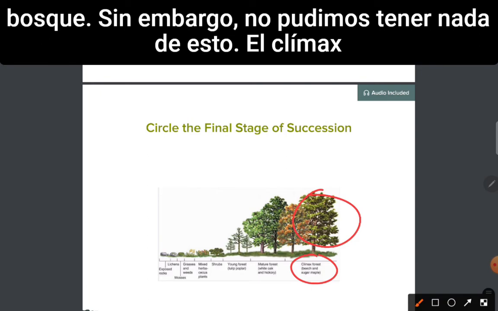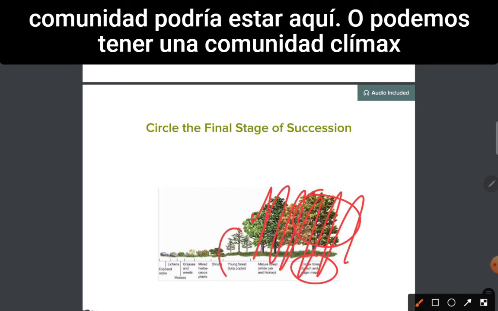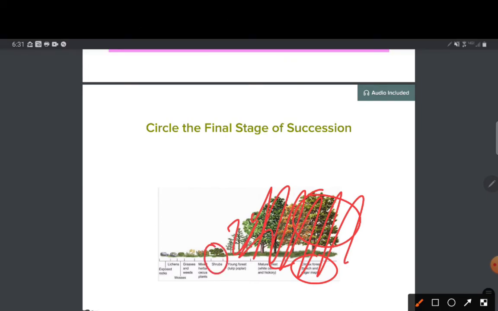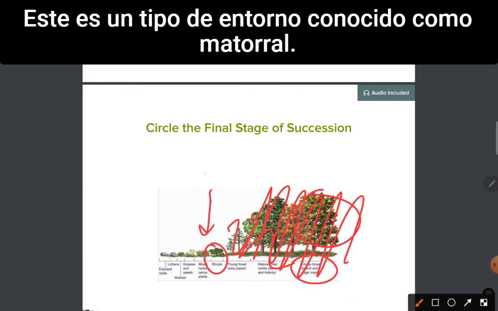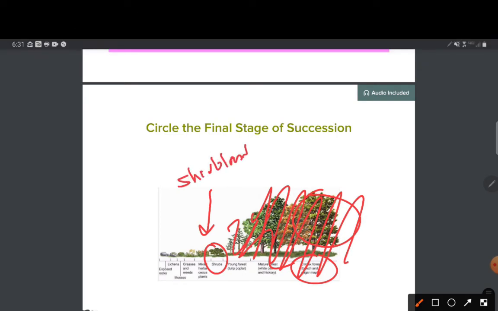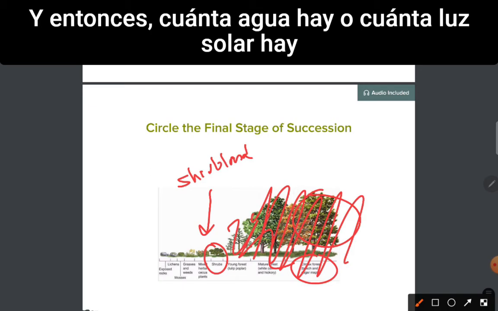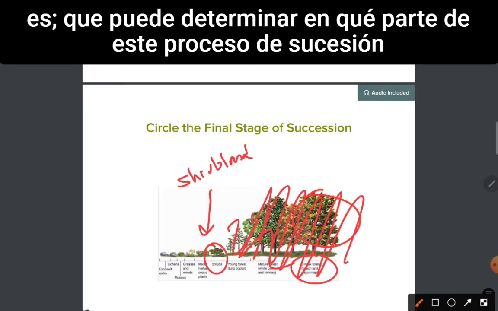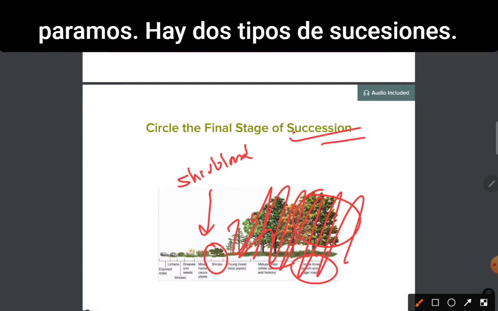However, we could not have any of this, and the climax community could be right here. Or we could have a climax community right here. This is a type of environment known as a shrubland. And so how much water there is or how much sunlight there is, that can determine where in this process of succession we stop.